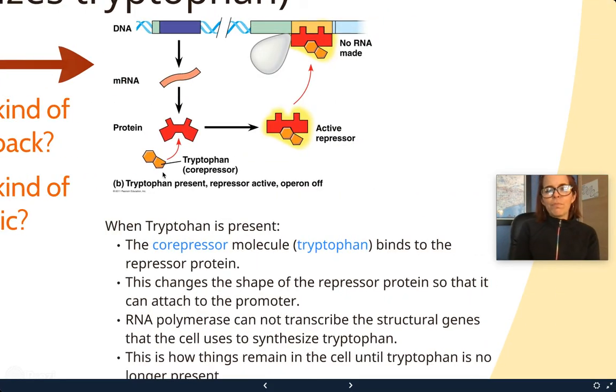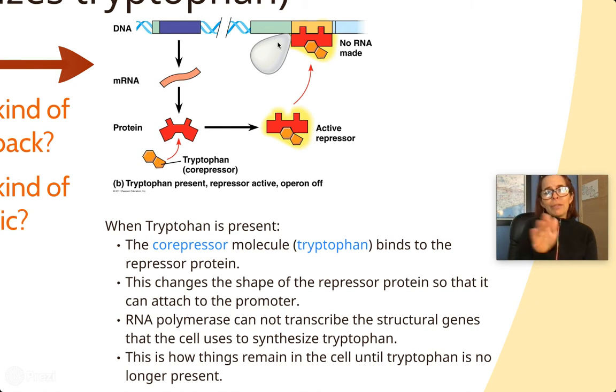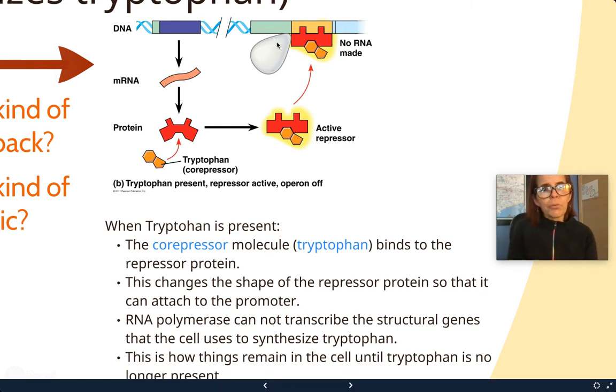However, if tryptophan is present, it acts like a co-repressor, which means it touches our protein and puts it into the active shape. It now acts like a roadblock. It gets in the way, so it's sitting on what's called the operator. The RNA polymerase, our CAR, can no longer get through. Beep, beep, let me through. Nope, won't let you go through.